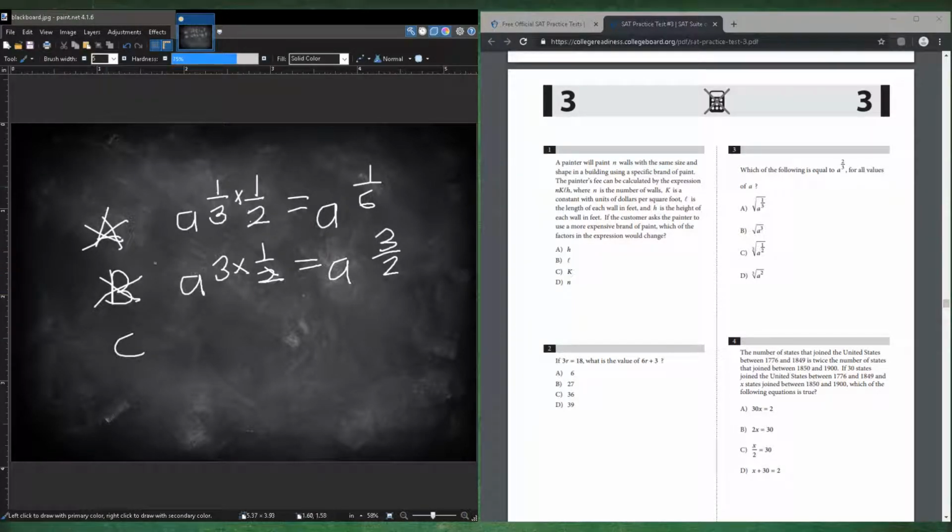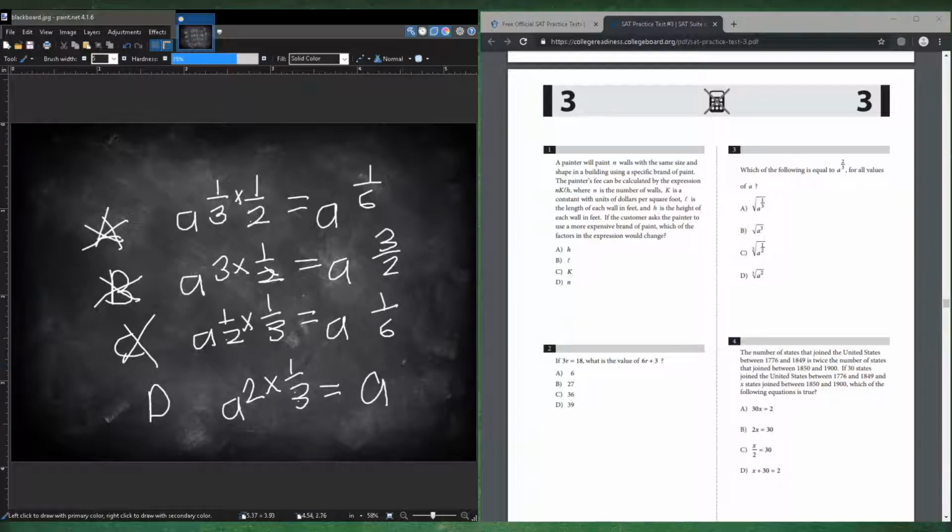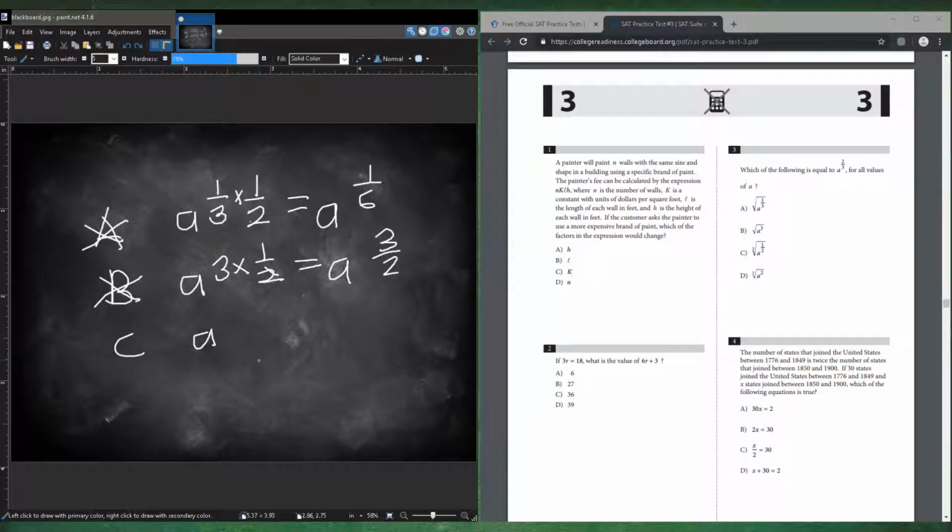Now let's go with C, which is just A to the power of 1/2 times 1/3. This is the cube root, so that's A to the 1/6, which is also incorrect. And D is A to the power of 2 times 1/3, which equals A to the 2/3, which is correct. So the answer is D. Pretty basic question, but you have to go through all the answers to make sure you're right.